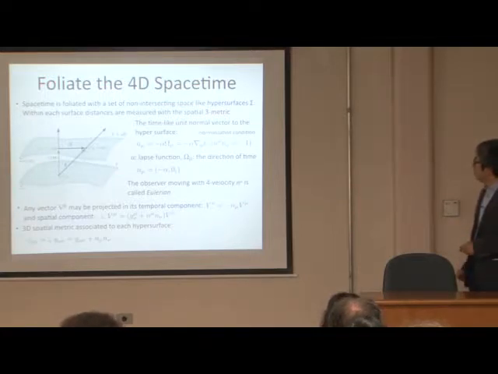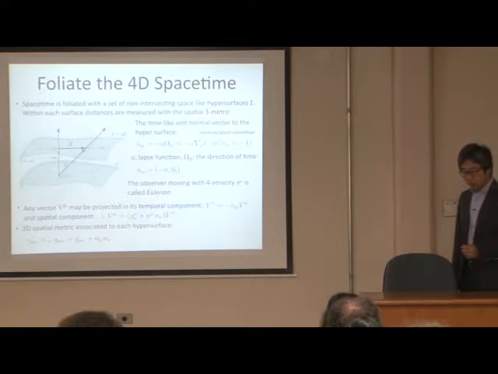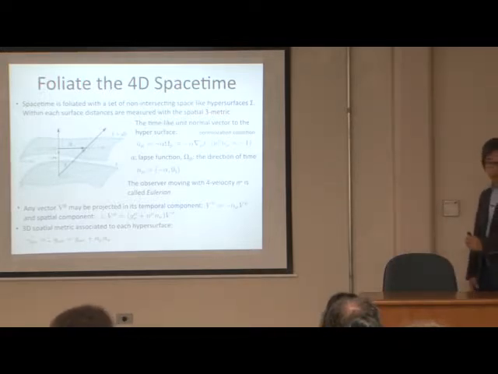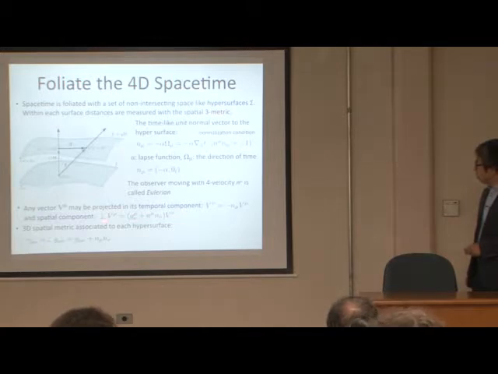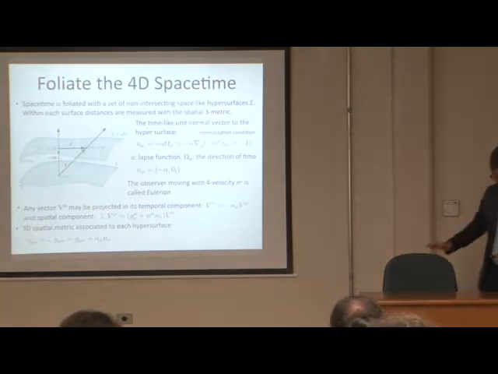An observer moving with the 4-velocity n nu is called the Eulerian observer. So we are making a Newtonian analogy, considering the Eulerian observer in this system. Any vector, B mu, may be projected into a temporal component using the timelike unit normal vector, and we also consider the spatial component, the perpendicular projection of the vector.